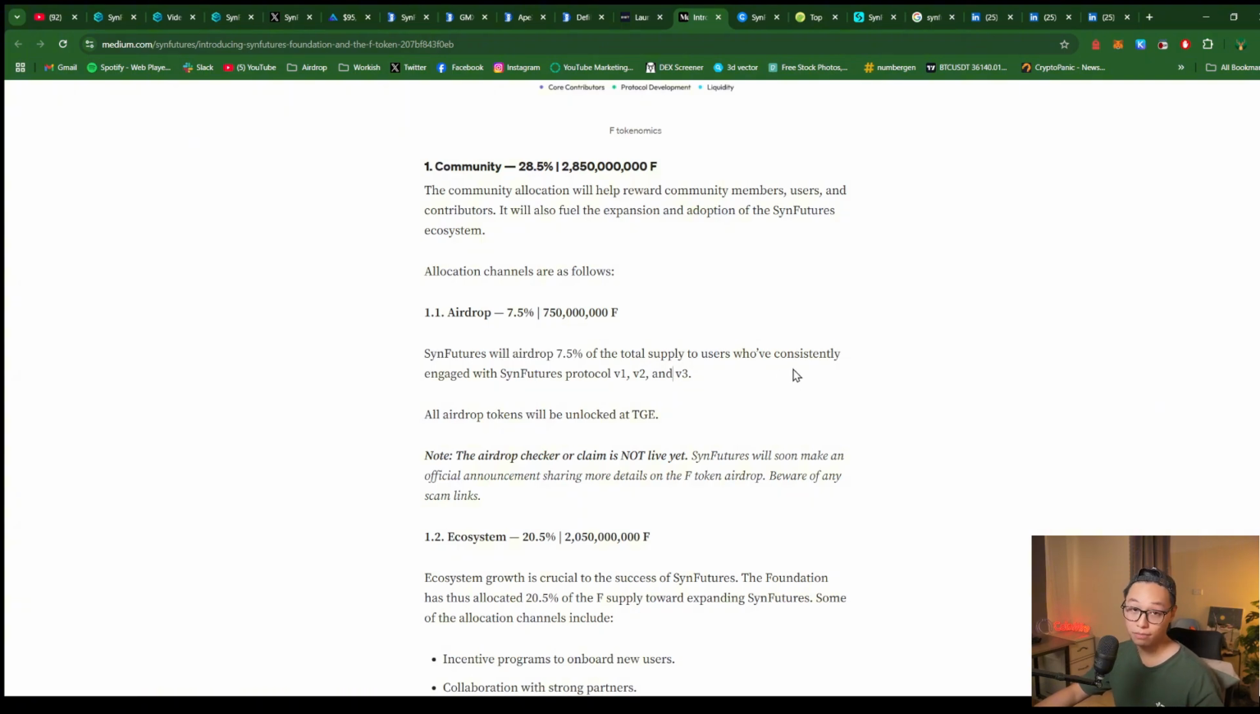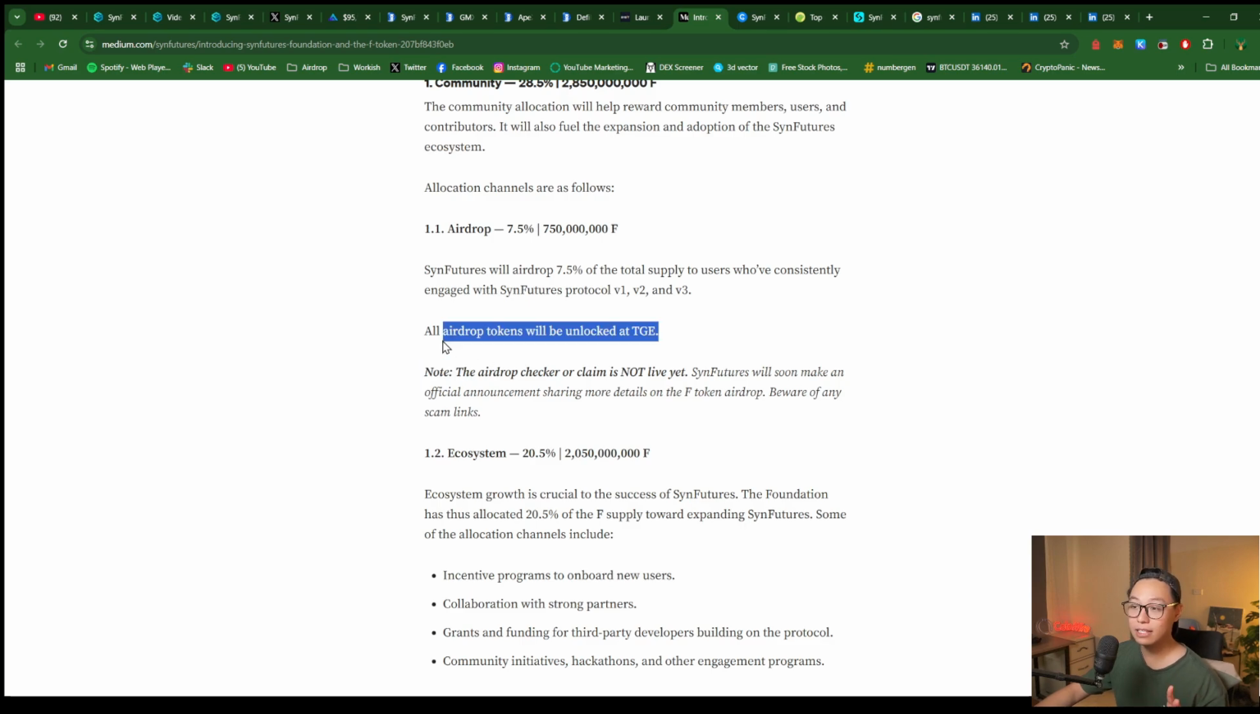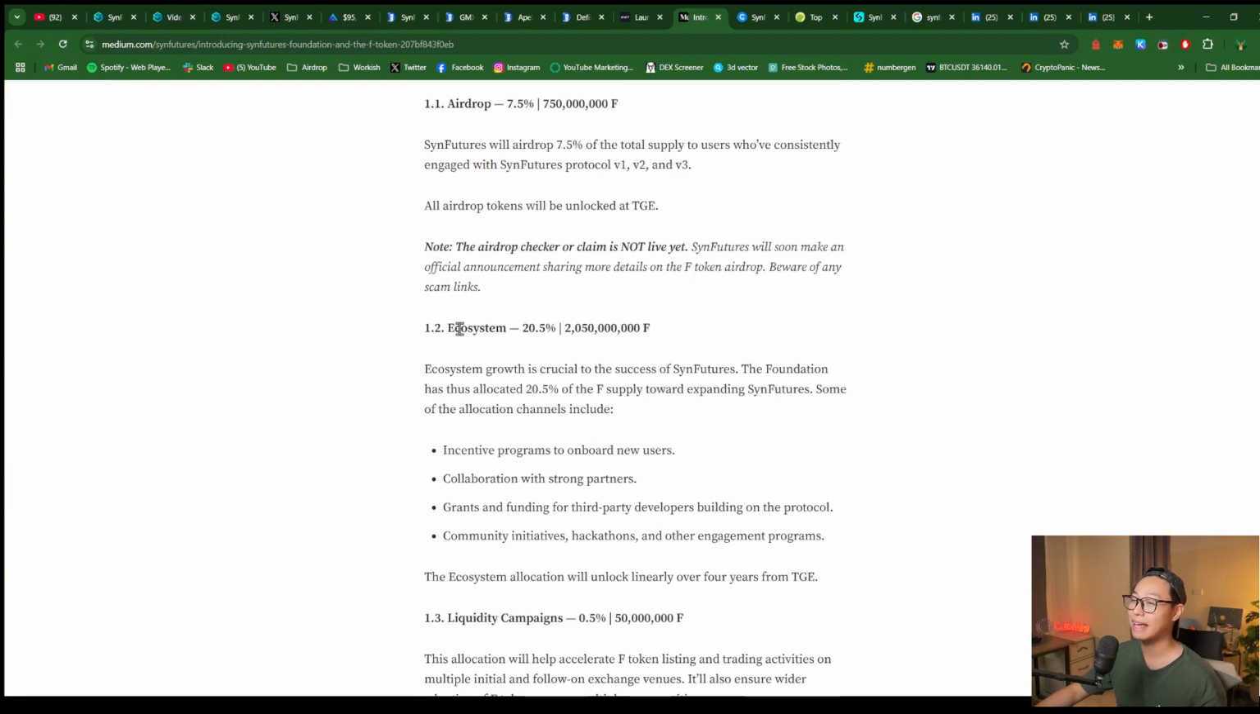Which is standard. I'm okay with that. I'm not demanding, which is okay, right? And this will be unlocked 100% at the TGE, so there's no locking. Very nice, SynFutures, I like that. But then 20.5% is for the ecosystem. Now, is that really for the community? You know what I mean? You can argue that it is. I would say that it's not really for the community.